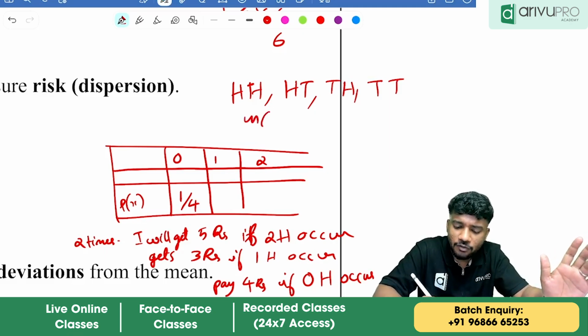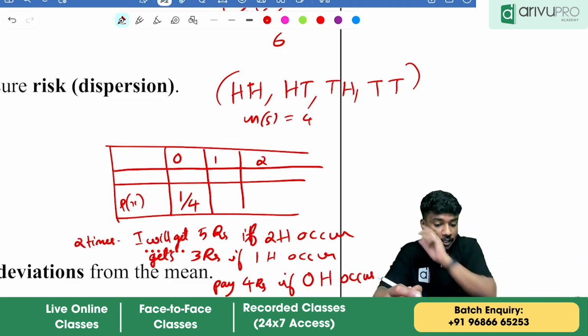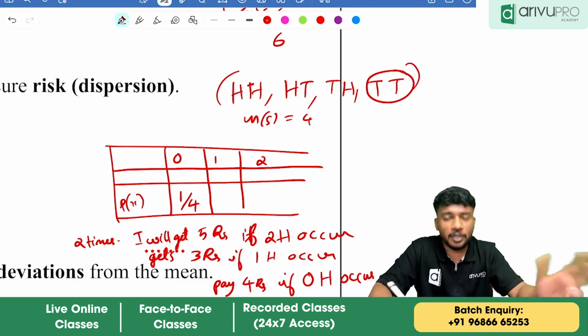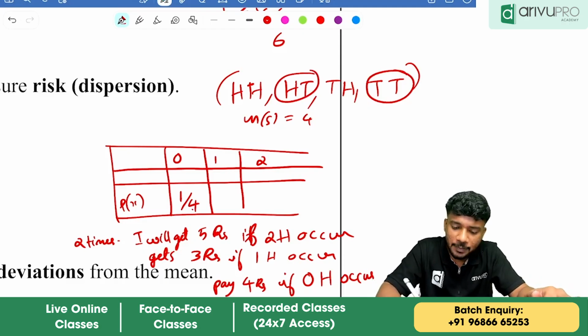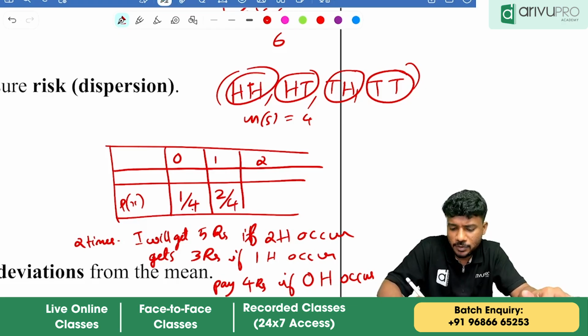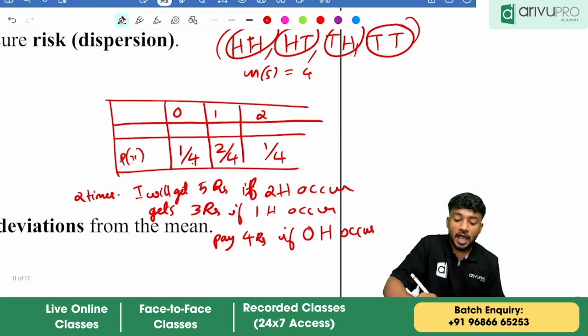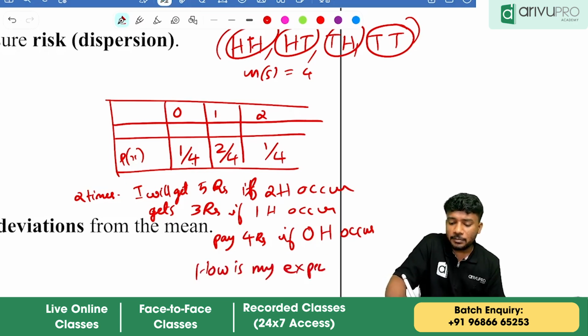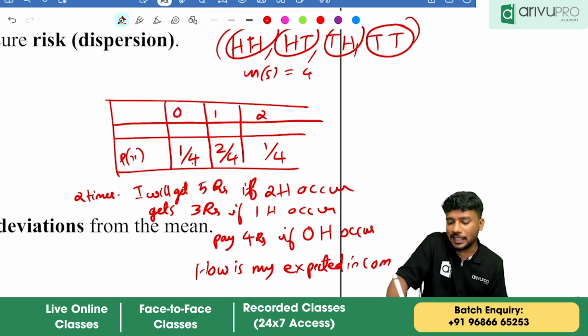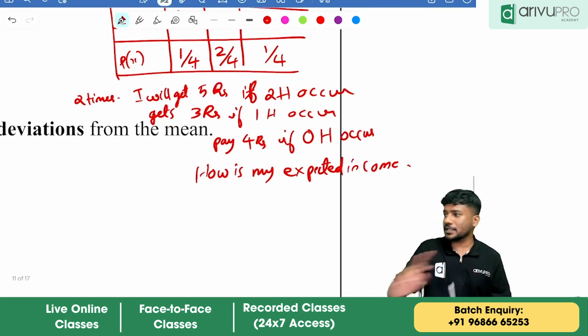So n of s is equal to how much? 4. So 4 possible total outcomes are there. Now 0 head is happening how many times? Only 1 time, so it is 1 by 4. 1 head is happening how many times? 2 times, so 2 by 4. Then 2 heads is happening how many times? That is 1 by 4. These are the probabilities. Now the question is, how much is my expected income from betting? If I do this bet, how much is my expected income? Try solving this.